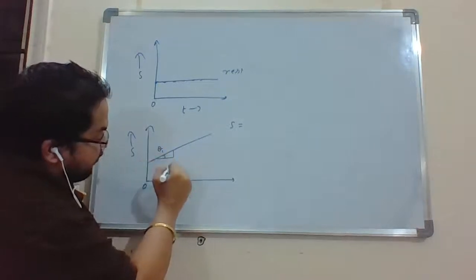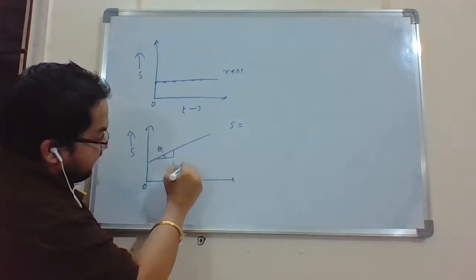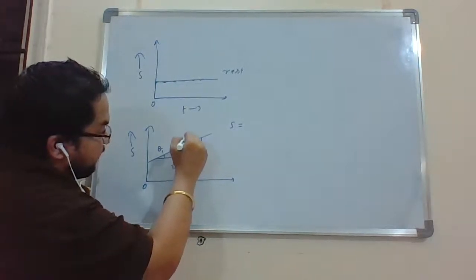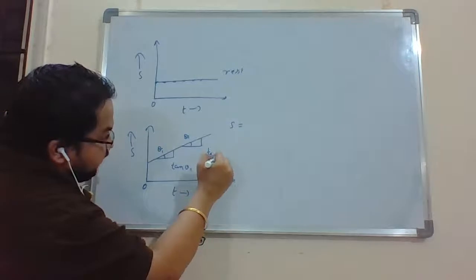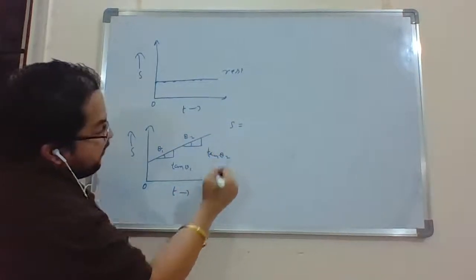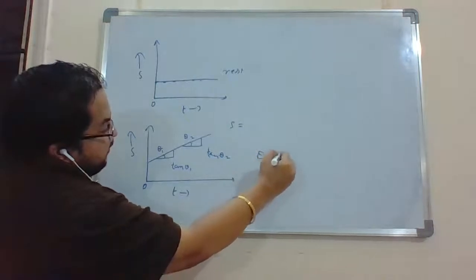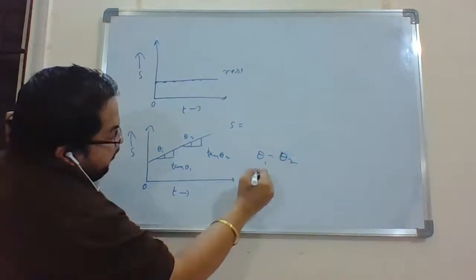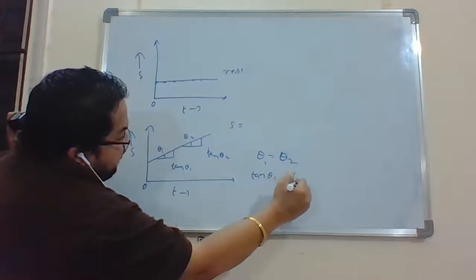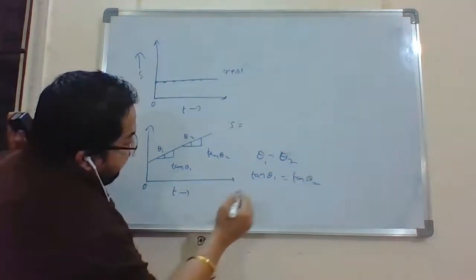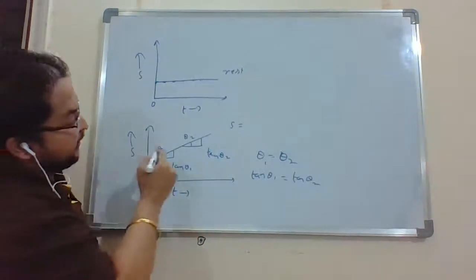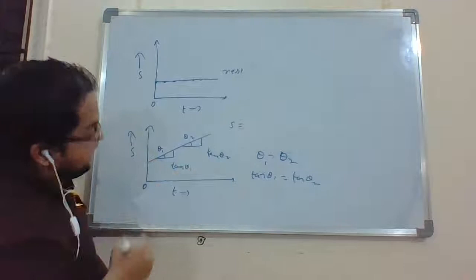In that scenario, if you see the slope here, if it is theta 1, then your slope at this point would be tan theta 1, and here also it would be theta 1 or theta 2, so tan theta 2. But we know theta 1 equals theta 2, so obviously tan theta 1 will be equal to tan theta 2. The slope throughout is constant, and we know that the slope of a straight line is always constant.